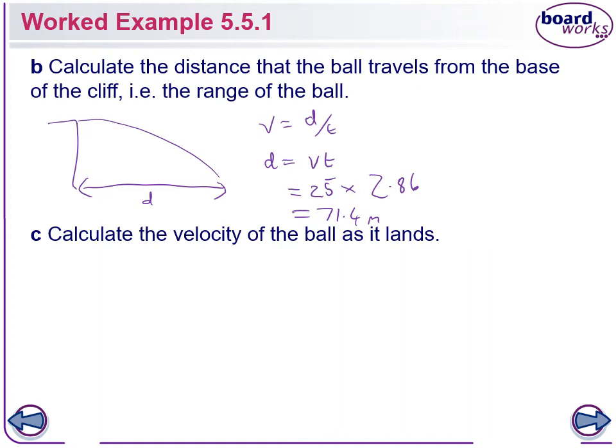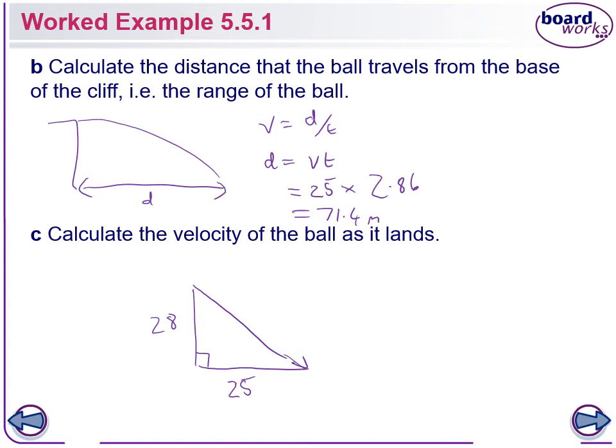Calculate the velocity of the ball as it lands. All right, so remember, velocity, we're going to have two components for this. So for our velocity, our ball is going to be traveling something like this. So we want our hypotenuse here. We have our horizontal velocity, we know is 25. We worked out the vertical velocity earlier, didn't we? What was it, 28? Yeah. 28, good.